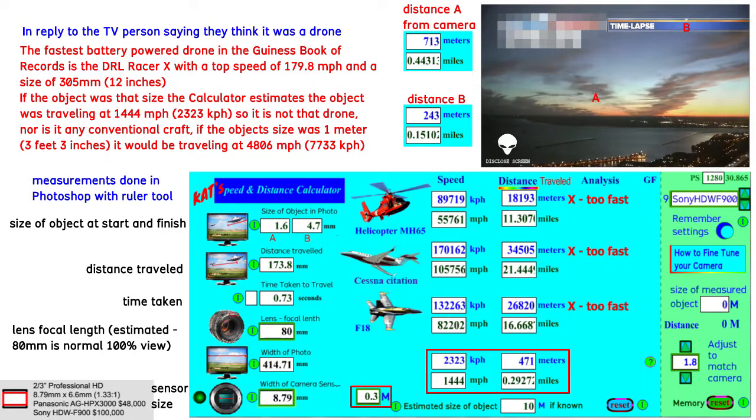The calculator proves this was no drone. It was going at a speed of 2323 kilometers per hour, 1444 miles per hour, and it was too fast to be an ordinary aircraft.